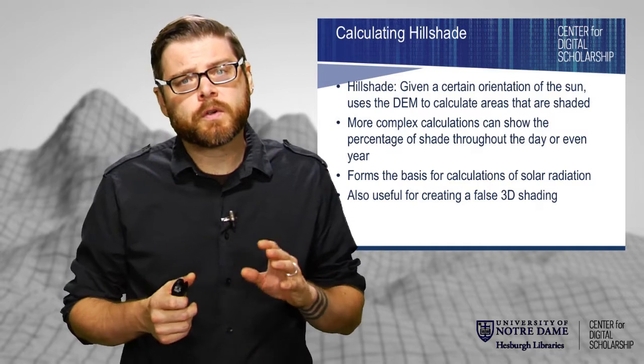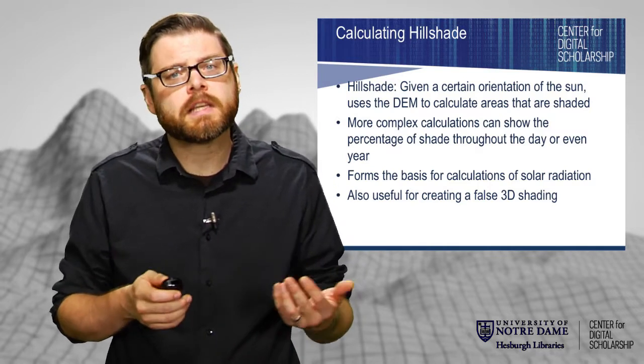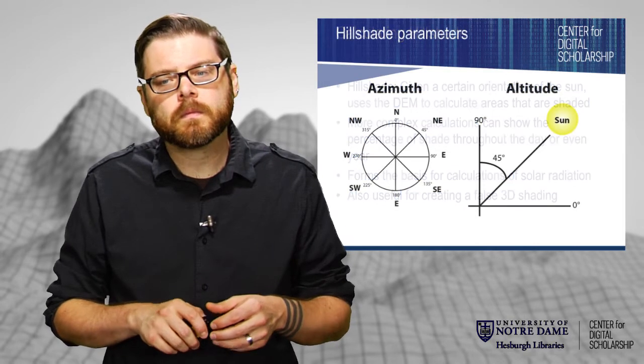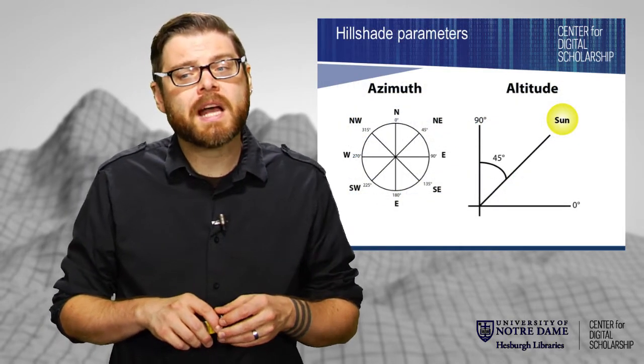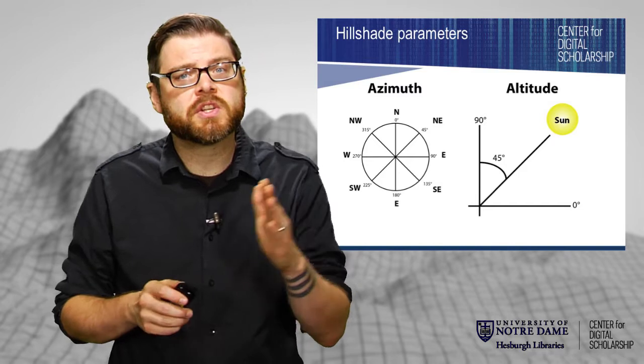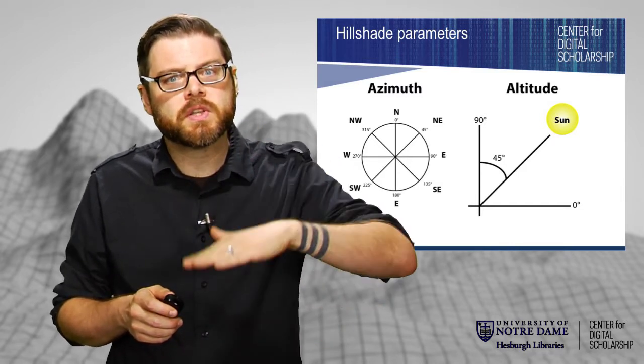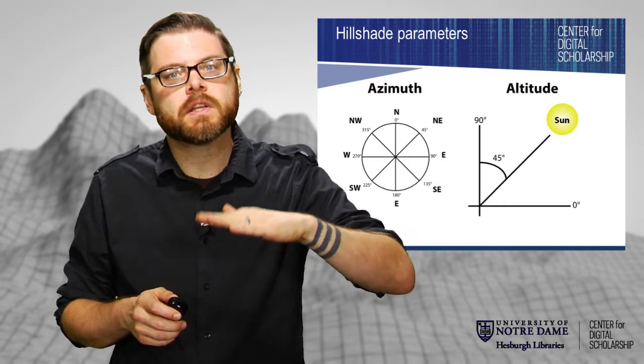They're also quite useful for creating a false 3D shading that you can put onto a topographic surface. Now, the parameters that come in are the azimuth and the altitude. So the azimuth is essentially the degree from which the sun is pointing, and the altitude is essentially the degree above the horizon that it's facing.